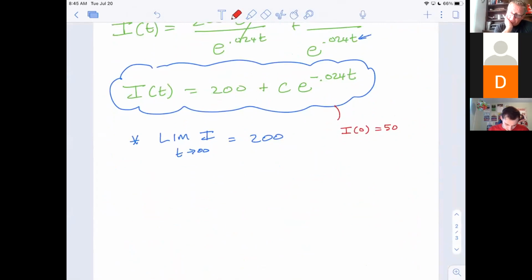So if I stick that initial condition in there, in other words, at time 0, then I'm going to be able to figure out what my C value is. And so if I is 50 when T is 0, notice you end up with E to the 0, which is 1. So the only way 200 plus C is going to be 50 is if C is equal to negative 150.